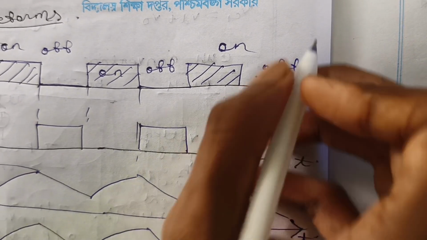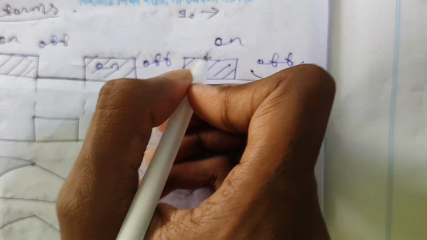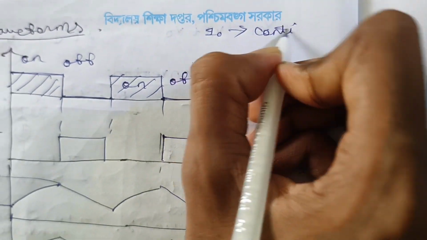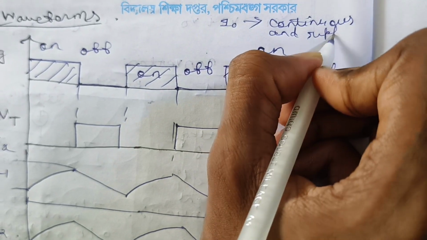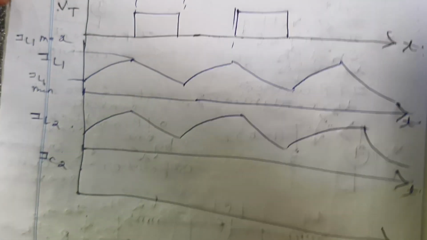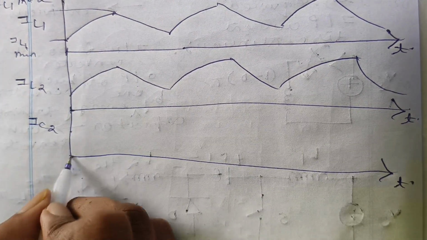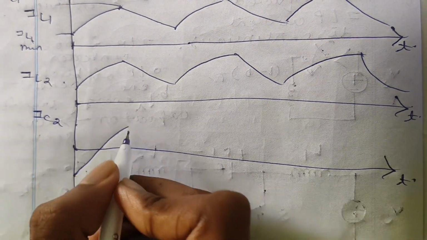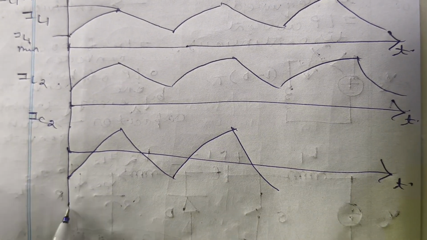So I0, the output current, is constant, continuous and ripple free, like a straight line. Whenever we subtract I0 from IL2, the graph shifts by a constant amount. So the graph will be shifting like this, and this will be the waveform of IC2.